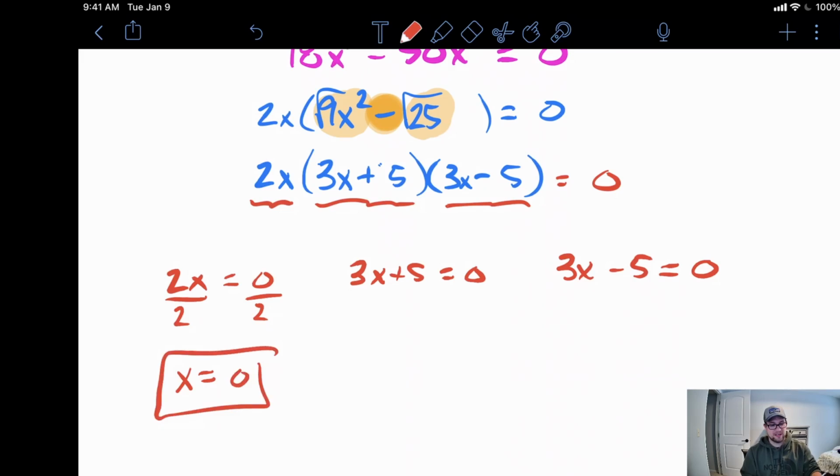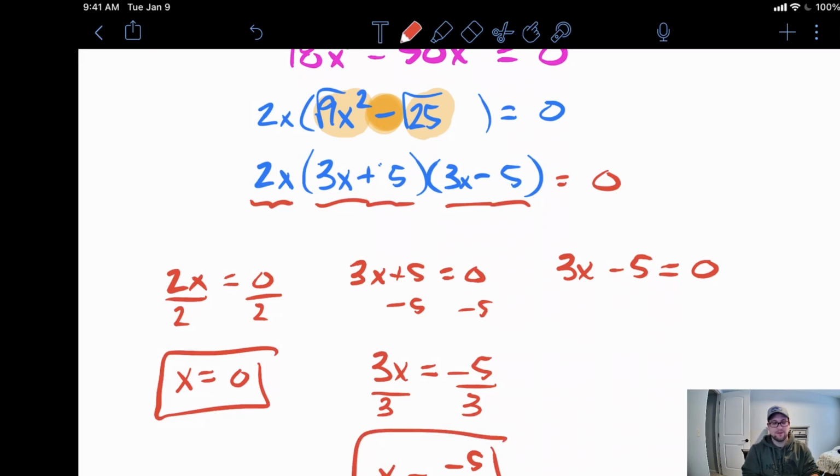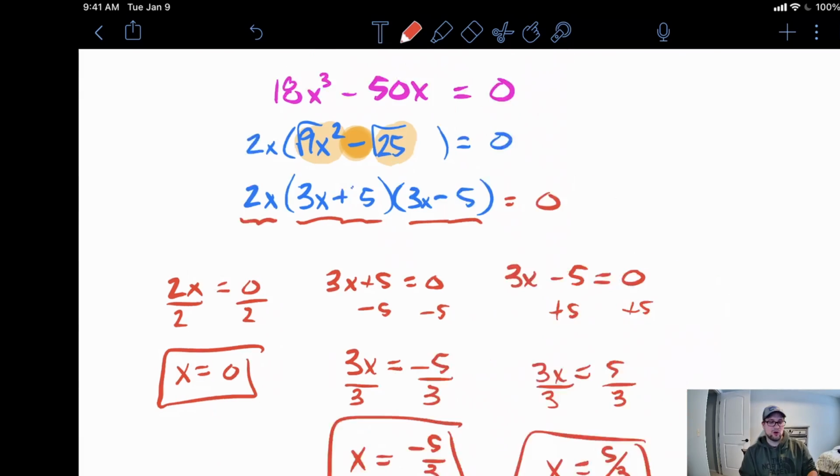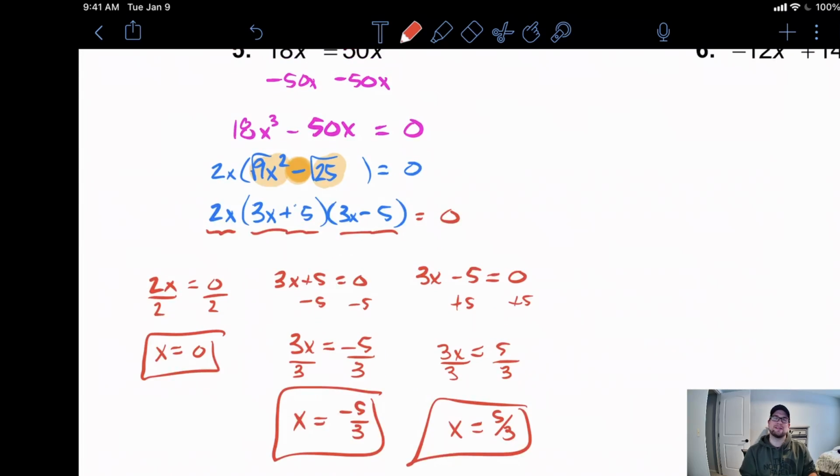Then we go to our second equation, minus 5 from both sides to start. I'll get 3x is equal to a negative 5, and then I'm going to divide by 3 and divide by 3, and x will be equal to negative 5 thirds. Now for the last one, we're going to add 5 and add 5. I'll get 3x is equal to a positive 5, divide by 3 and divide by 3, x equals 5 thirds. So all three of those are going to be your answer to this problem.